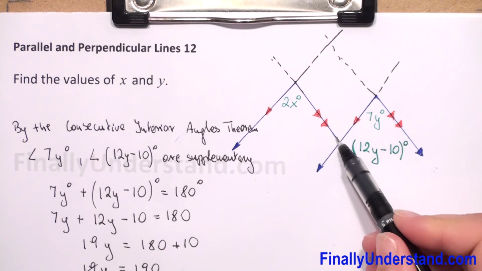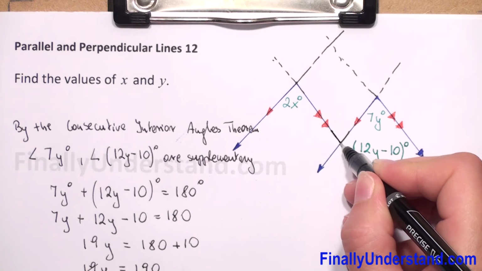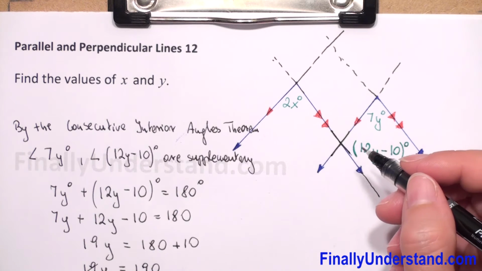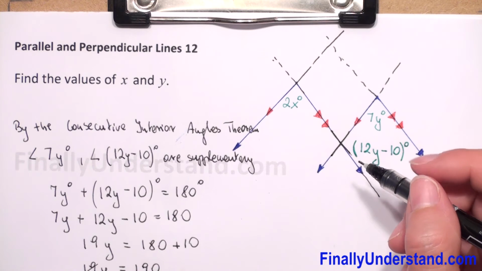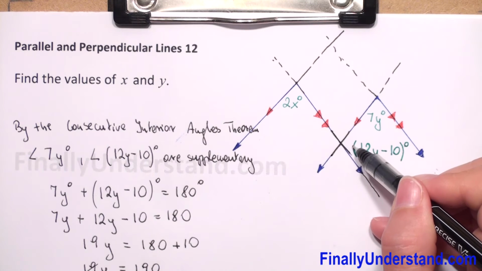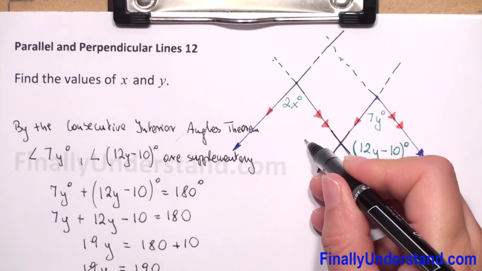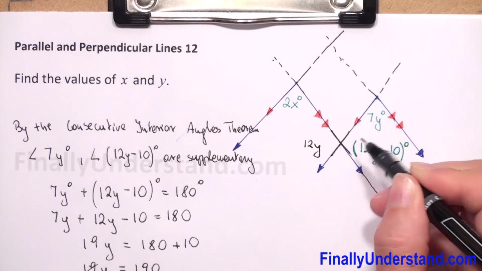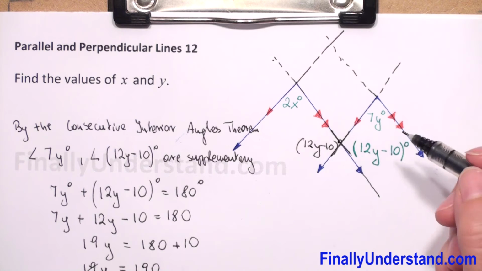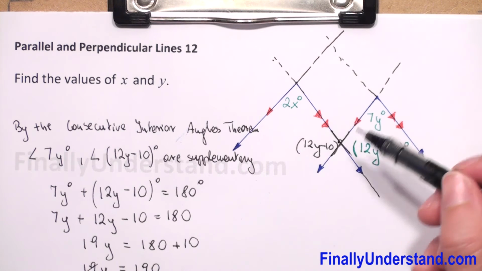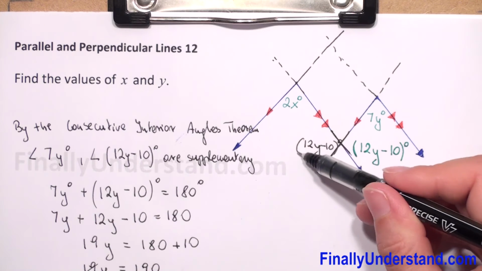Because these two angles, this and that, are vertical angles, by the vertical angles congruence theorem we have that the measure of this angle is the same as that. So here we have 12y minus 10 degrees too. So we have y, so we can find the measure of this angle.